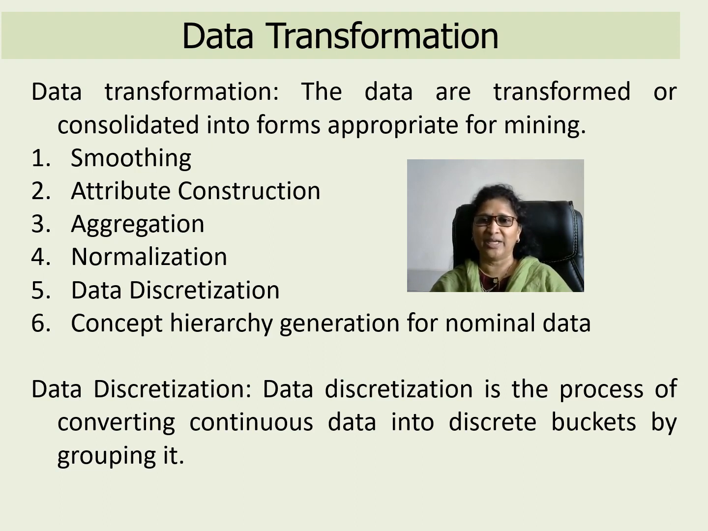Next term is normalization, where attribute data are scaled so as to fall into a smaller range, which could be -1 to 1 or it could be 0 to 1. We shall be learning this. Data discretization is the next. Data discretization is the process of converting continuous data into discrete buckets by grouping it.